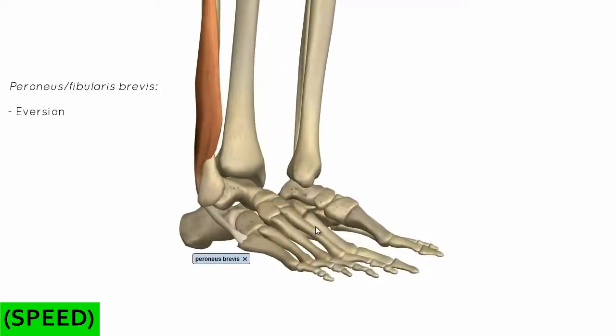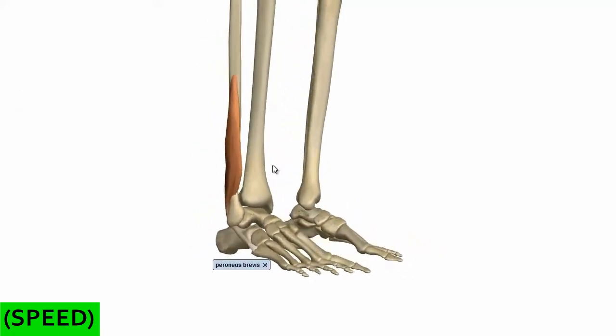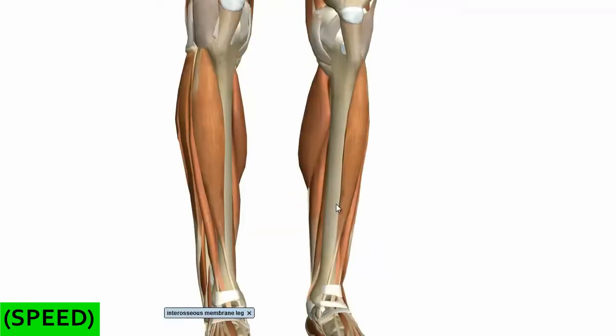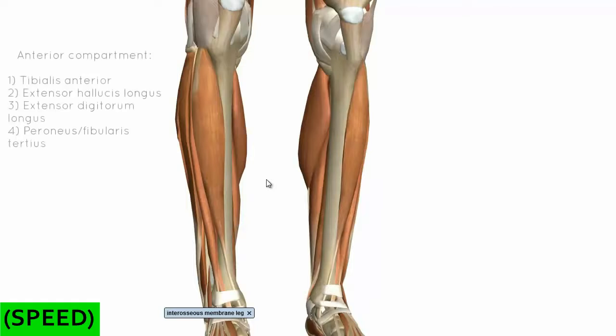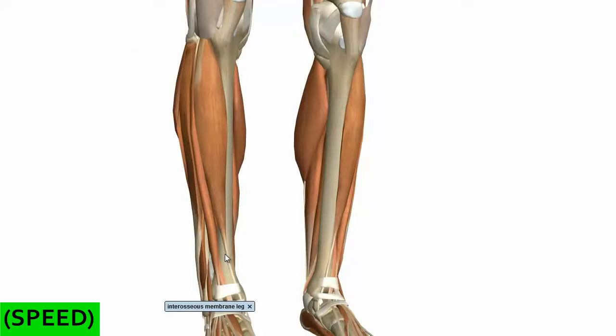So the peroneus brevis and the peroneus longus, or fibularis brevis, fibularis longus if you want, are innervated by the superficial branch of the common peroneal or common fibular nerve. So next we've got the muscles of the anterior compartment of the leg. And there are four muscles in this compartment. You've got the tibialis anterior, the extensor hallucis longus, the extensor digitorum longus, and the fibularis tertius. So these muscles mainly act to dorsiflex, extend the toes, and to invert the foot.